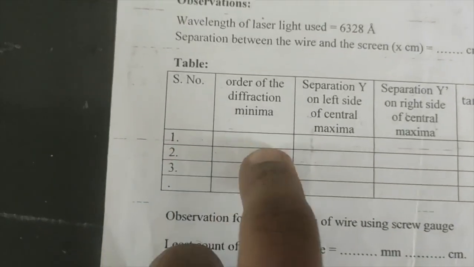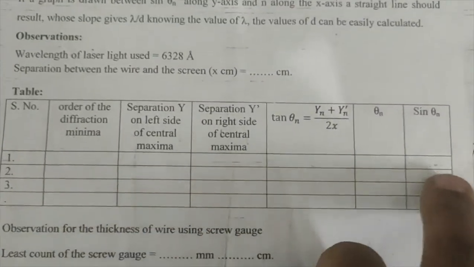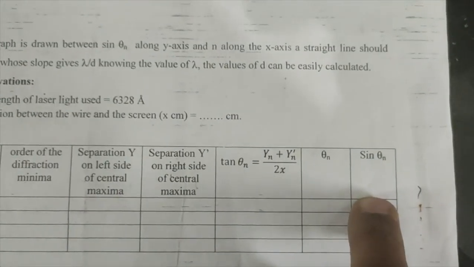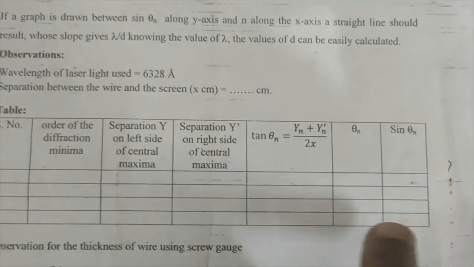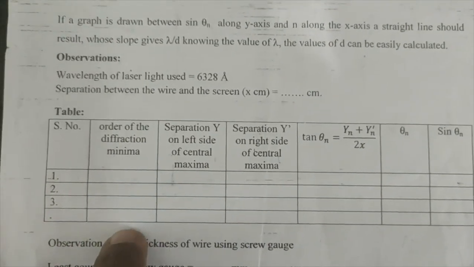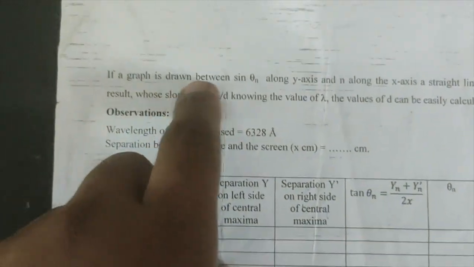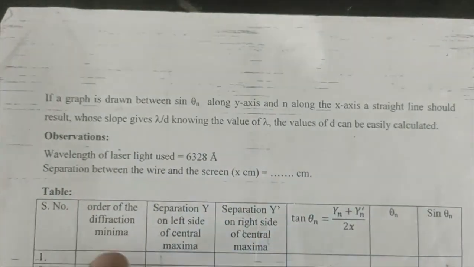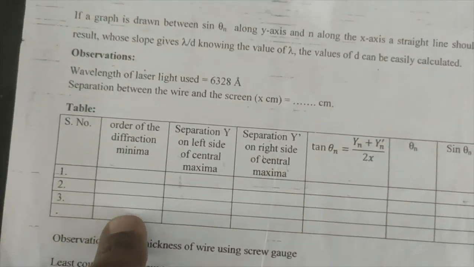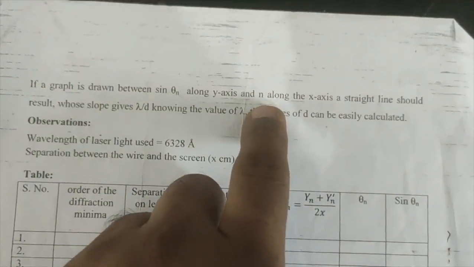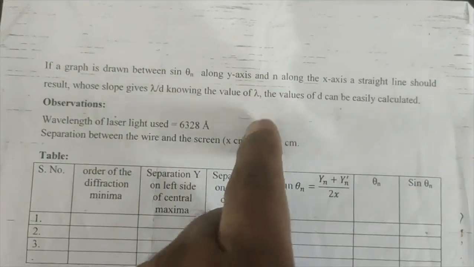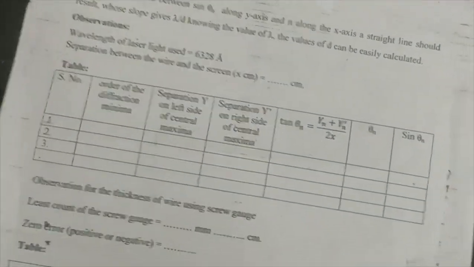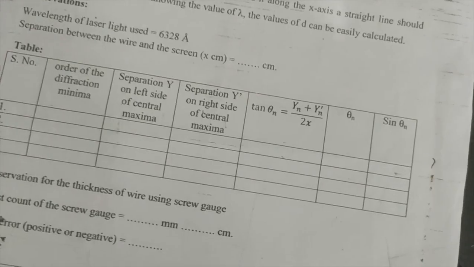So what we are going to do is note the order of the spectrum, and then find sine theta n. We have to plot a graph between sine theta n along the y-axis and n along the x-axis. N will be 1, 2, 3, 4, 5, the orders of the diffraction, and it will come out to be a straight line. That will give us the slope, which will be basically sine theta by n.